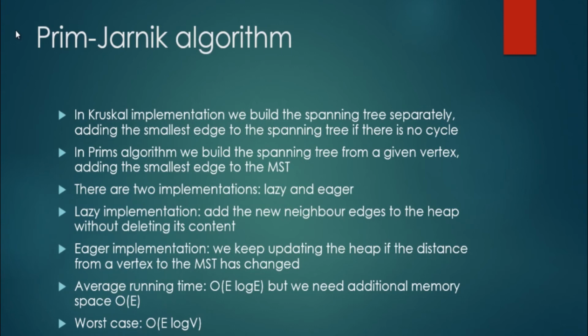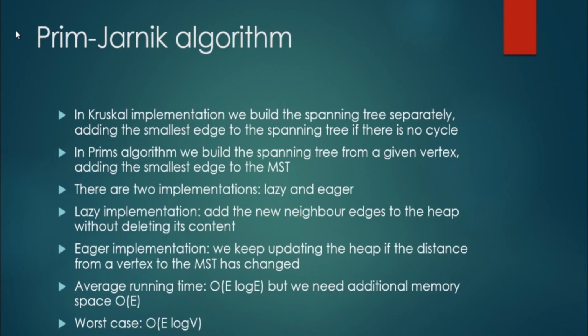There are two implementations, the lazy and the eager. We are going to see the illustration of the lazy implementation because it's very popular. It works very well. The lazy implementation adds the new neighbor edges to the heap without deleting its content. It's very important: we are not updating the content of our heap. We just keep adding and adding, and it's going to get us the right solution.